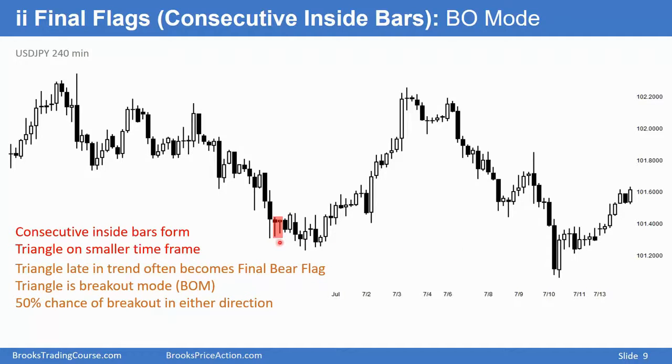Any kind of a triangle, even an II pattern, it's a triangle on a smaller time frame chart. Any kind of a triangle late in a trend can become the final flag. It's a breakout situation. We got a bull breakout that failed, a bear breakout that reversed up twice and led to a swing up. II, 50% chance the initial breakout will fail.